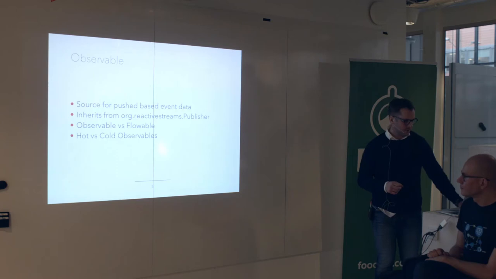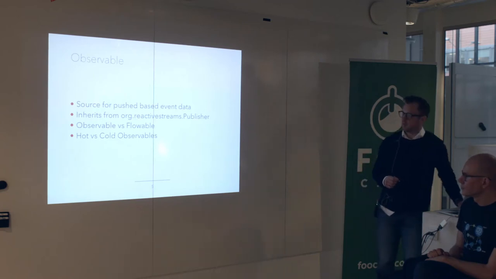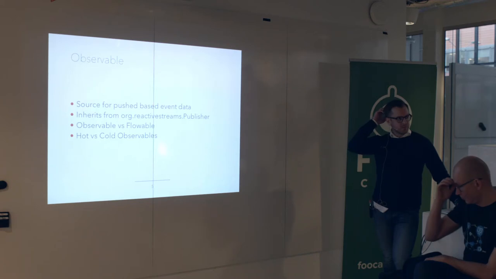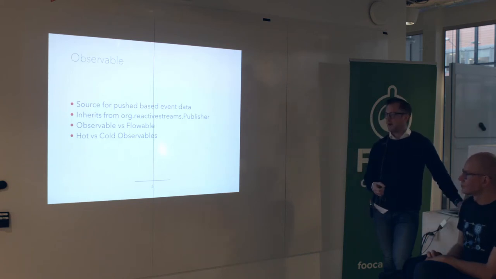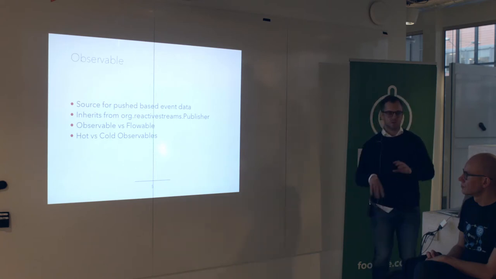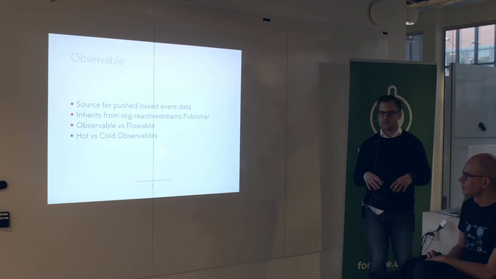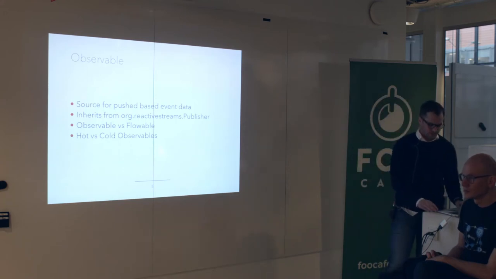And we also have a concept called hot versus cold observables. I will show a little bit more about that later. But it means that a cold observable is not producing any data until someone has subscribed to it, while a hot observable is producing data all the time in the background. A good example could be an observable that is listening to keystrokes. Every time a user is typing, that observable will be notified, but there might not be anyone subscribing to it. This means the events will still be there, but they won't be processed by anyone.